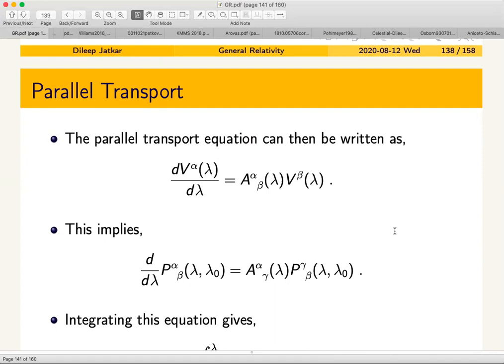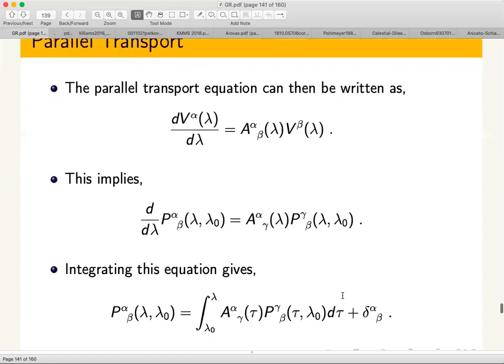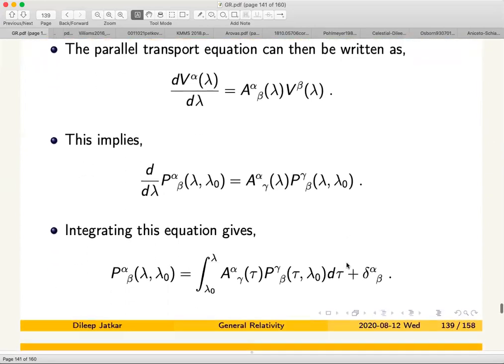Okay. So now what we want to do is to actually solve this equation. We will do this integration, and the integration will be written in this particular form. Of course, we'll have to do it iteratively. So the first thing that we need to do is to fix this quantity. Now this is in some sense a constant of integration, but it is important simply because if you do not parallelly transport the vector at all, that means if lambda is equal to lambda naught, then you should get your vector back.